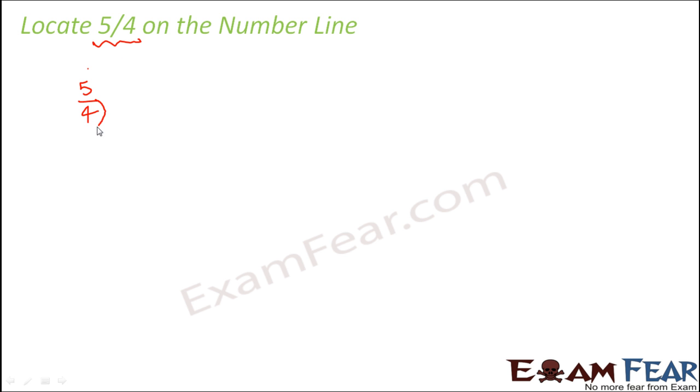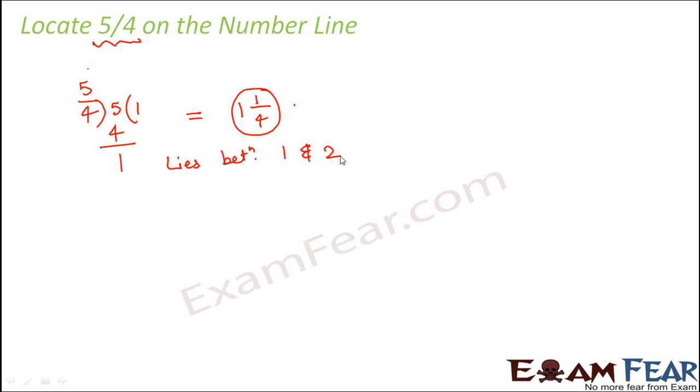So 5 by 4, if you divide it, 4 ones are 4, and this is 1 left over. So if you convert it into a mixed fraction, 5 by 4 is equal to 1 and 1 by 4. That means this number is greater than the whole number 1, but it is less than 2. So with this we see that it lies between 1 and 2.